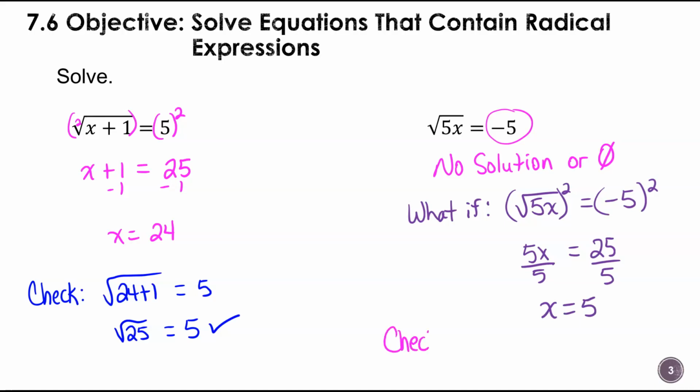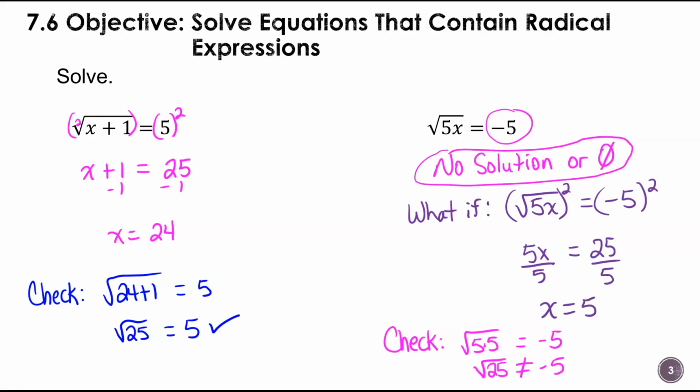Now if you didn't check on this one and you went ahead and said that your solution was 5, then you would miss this if you were doing your homework on my lab. So 5 times 5, and you can see the square root of 25 is not equal to negative 5, so it does not check. All right, so we go back to no solution.